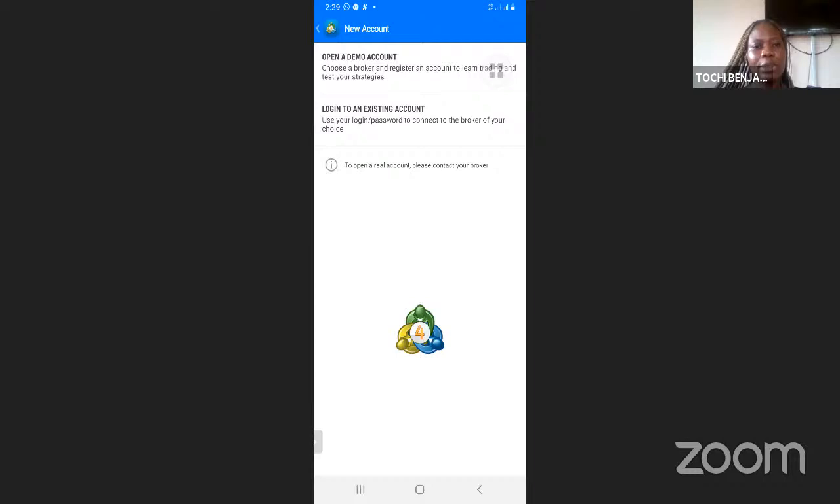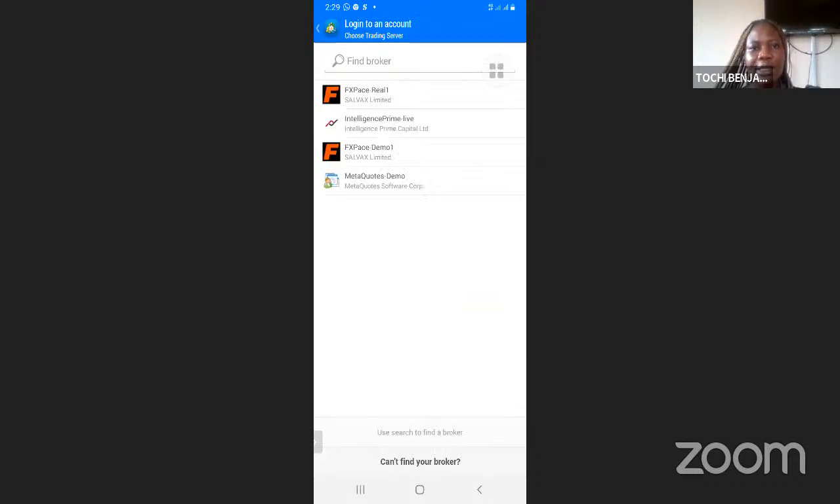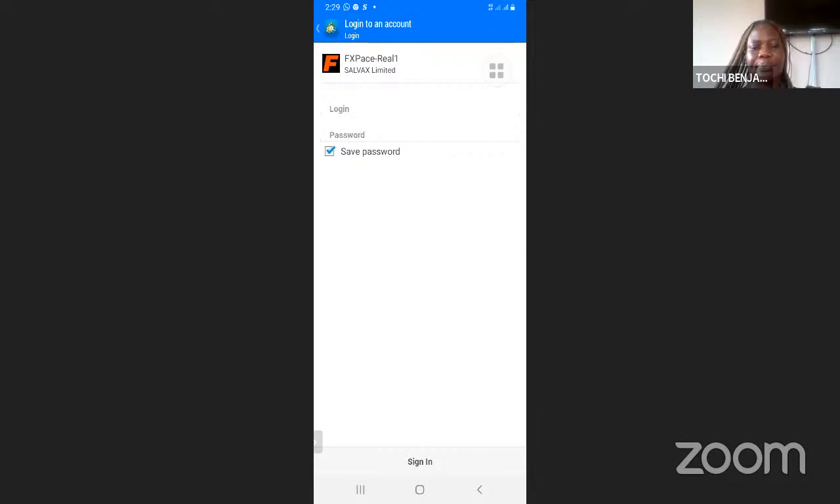Now, if you've already opened a live account, you can see log into an existing account. You click on log into an existing account. Then you already know that information was sent to you. If you open a live account, information was sent to your email address, containing your login details, your password, and your server. So you need to search for the server, which is this FS Space REAL1.